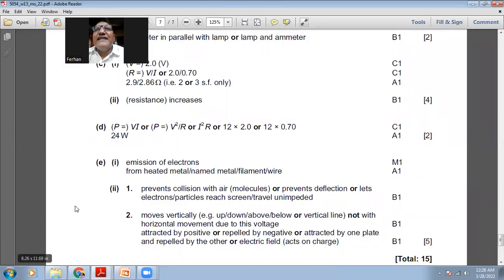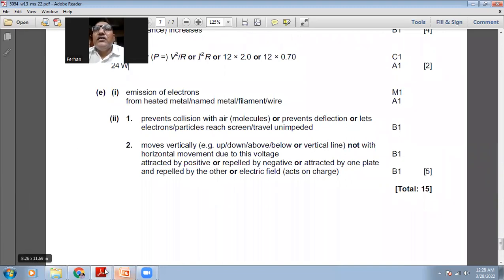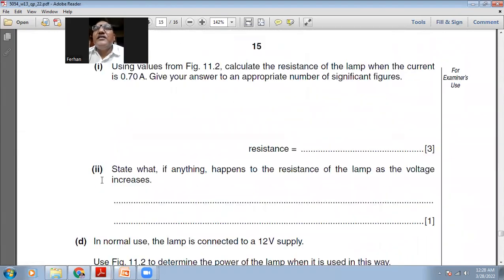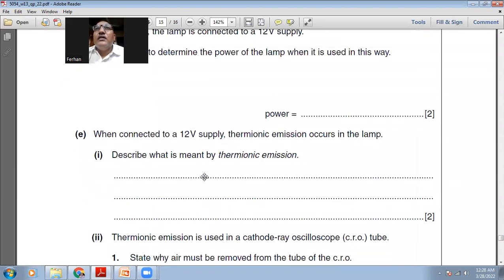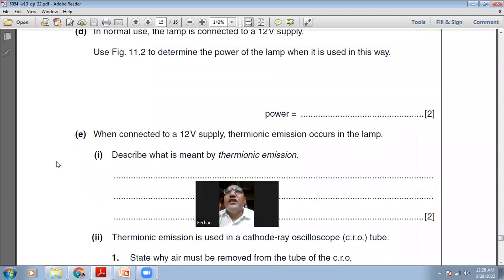24 watt is the answer, sir. Okay, so let's move to the next part. Okay, the next question. When connected to a 12 volt supply, thermionic emission occurs in the lamp. Describe what is meant by thermionic emission.